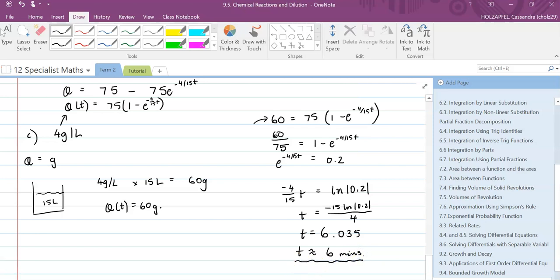So there you go. That's some input versus output problems that we've solved using differential equations. And really the trickiest part of this is finding what those input and output rates are, and then going ahead and integrating that to solve for our particular function.